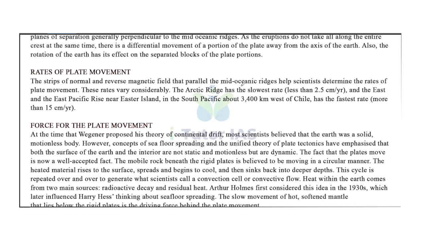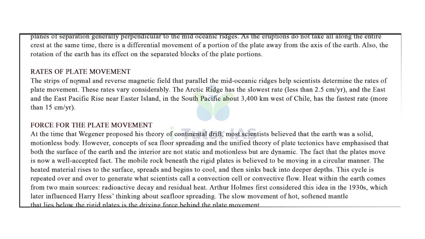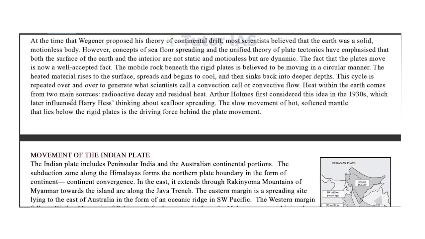Now, rates of plate movement. The strips of normal and reverse magnetic field that parallel the mid-oceanic ridges help scientists determine the rates of plate movement. These rates vary considerably. The Arctic ridge has the slowest rate, that is less than 2.5 cm per year, and the East Pacific Rise near Easter Island in the South Pacific, about 3,400 km west of Chile, has the fastest rate, that is more than 50 cm per year. That is the fastest rate.